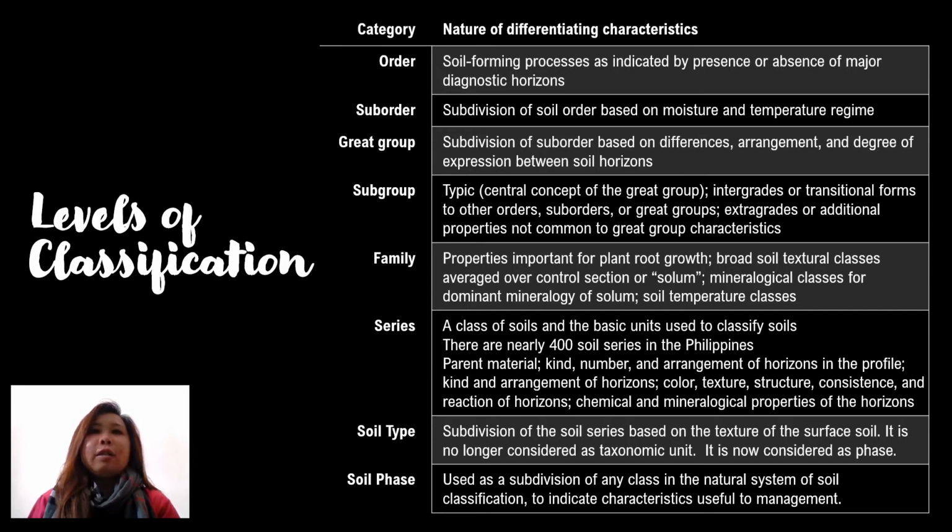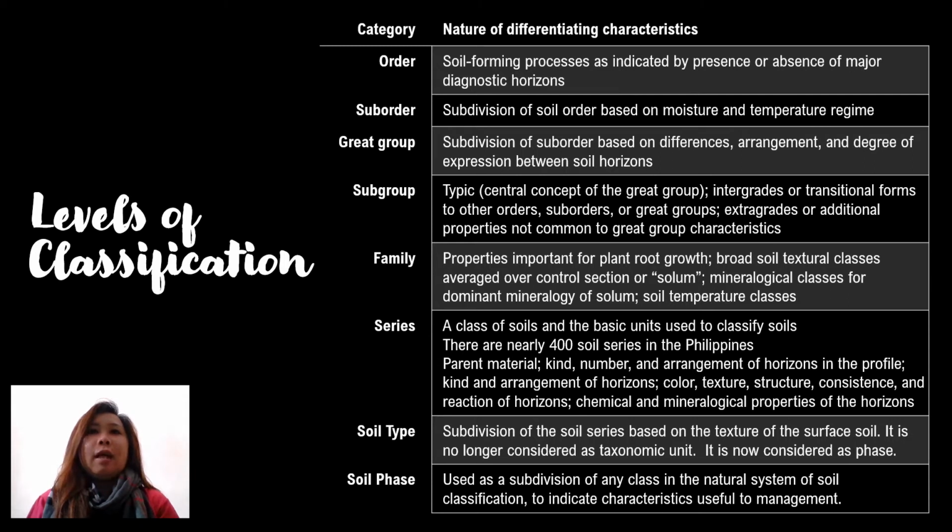Great group is the subdivision of suborder based on differences, arrangement, and degree of expression between soil horizons. Under the great group, we have the subgroup. It is typic, or the central concept of the great group. Intergrades are transitional forms to other orders, suborders, or great groups. It could have extragrades, or additional properties not common to great group characteristics.